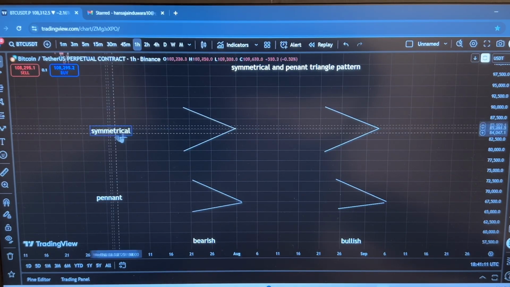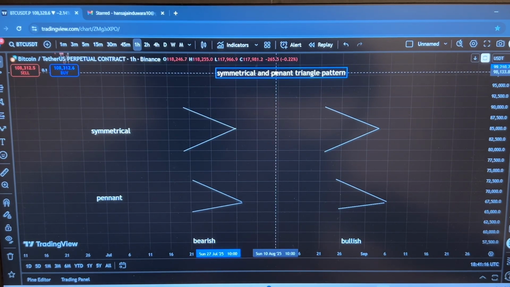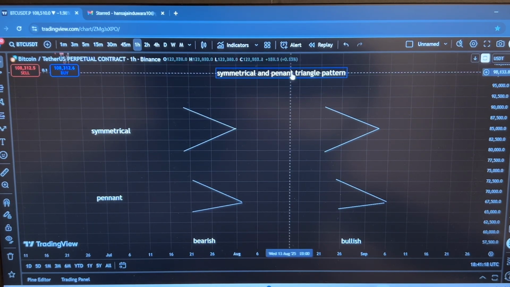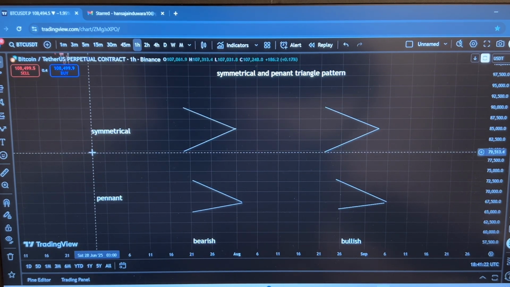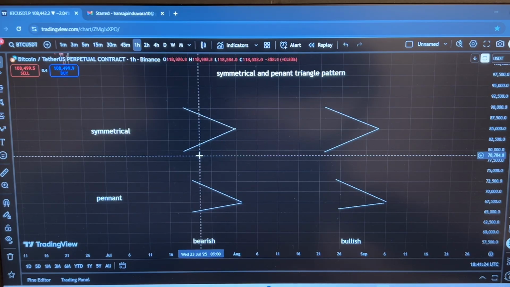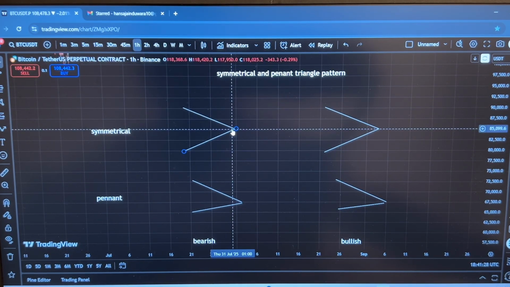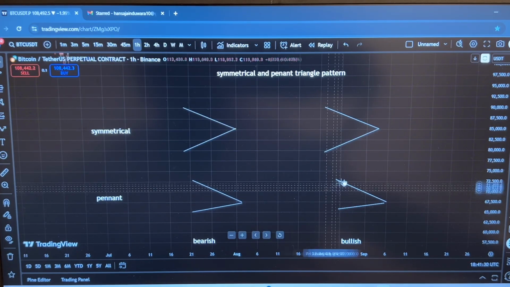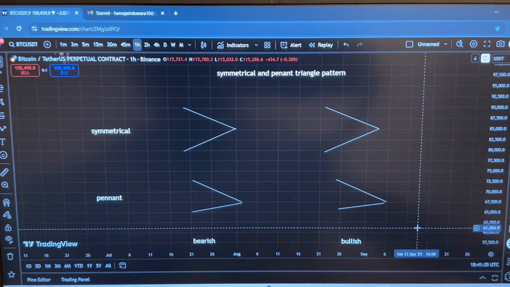Okay, so like I was saying, symmetrical and pennant triangle patterns actually mean the same thing. The only difference is these trend lines. I'm just giving you an example. These two are just trend lines. This is bearish and this is bullish. We'll talk about this later.